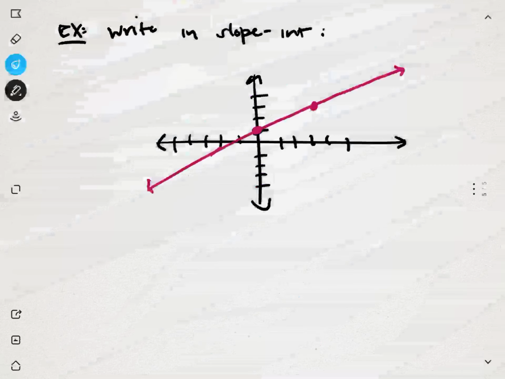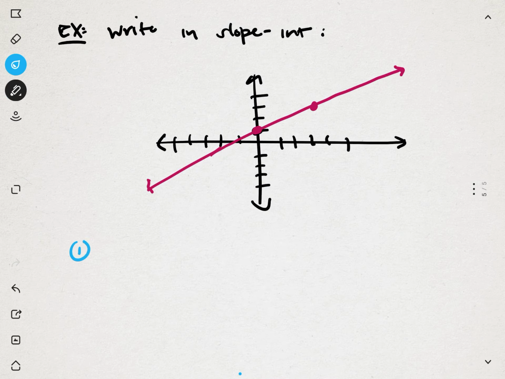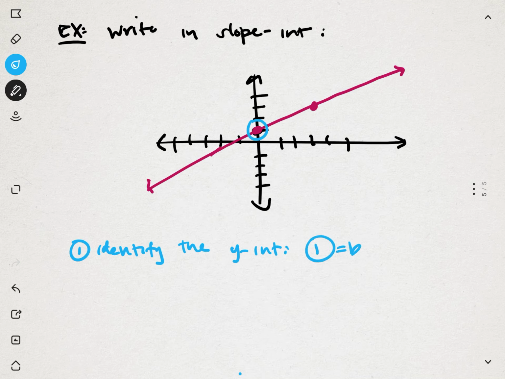Okay, the last one, they're giving us a graph. They're asking us to write in slope-intercept form. So step 1, what we're going to do is we're going to identify the y-intercept. So in this case, y-intercept is going to be 1. You could say 1 equals b. That's our y-intercept.